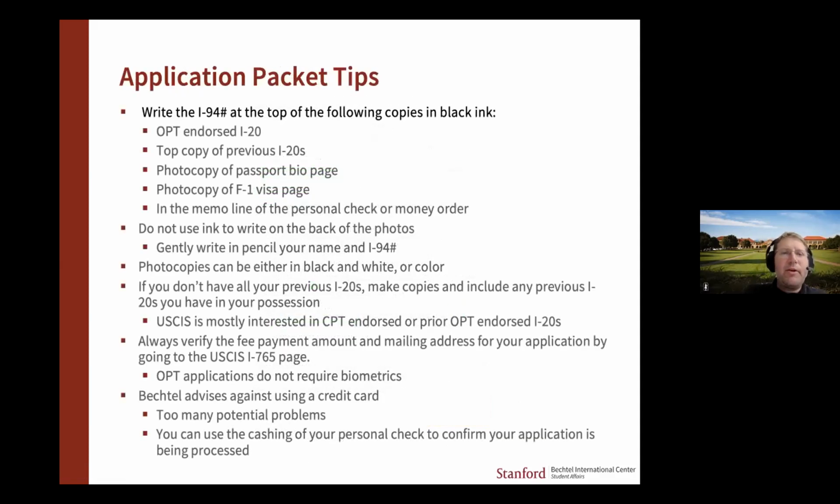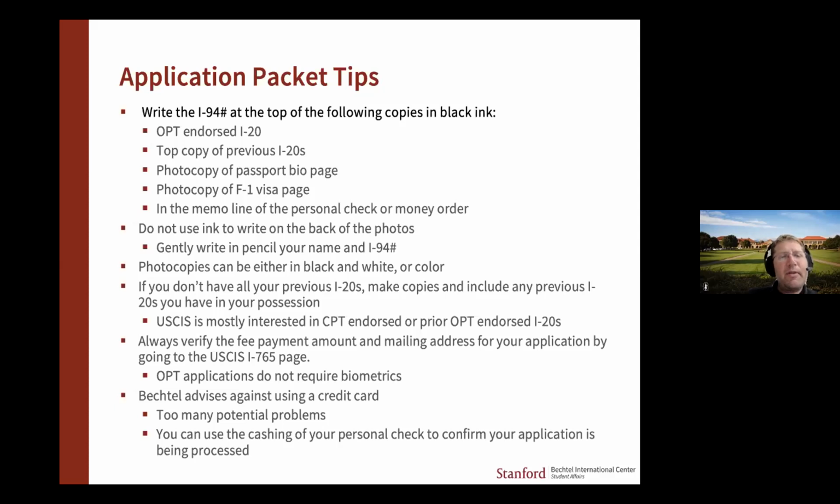Some tips when you're putting your application packet together, you're going to be writing your I-94 number on the top of several copies in your packet. You'll be doing that in black ink. That I-94 number will go on top of your copy of your OPT endorsed I-20. That I-94 number you'll handwrite on the top copy of your previous I-20 section. You're going to write that I-94 number on the photocopy of your passport bio page, the photocopy of your F1 visa page, and also in the memo line of your personal check or money order.